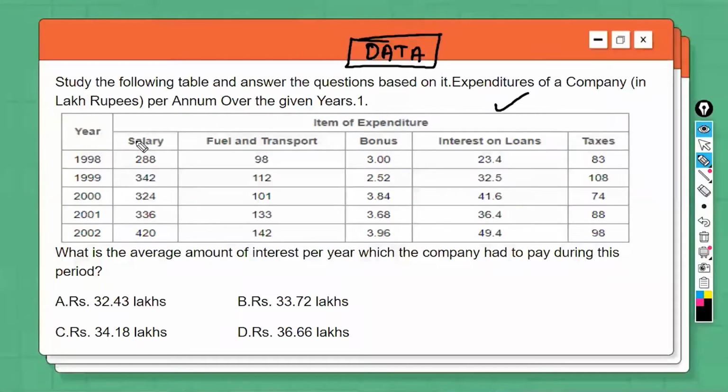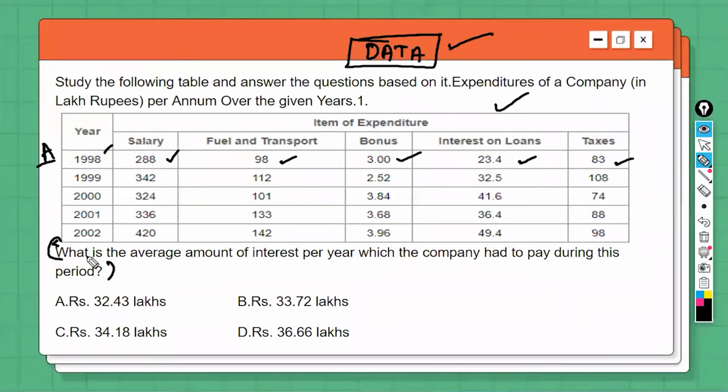Meaning there is a company A in 1998. These are the expenditures of the company. For salary, they have spent 288 lakh rupees. For fuel and transport, they have spent 98 lakhs. Bonus, they have spent 3 lakhs. Interest on loans, they have spent 23.4 lakhs, and taxes they have spent 83 lakhs. So this data is given for 5 years. Based on this data, you have to answer this question.